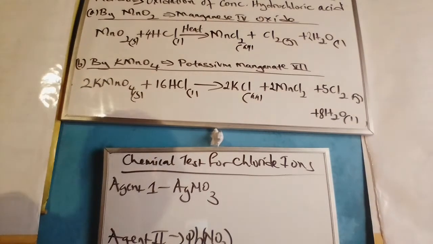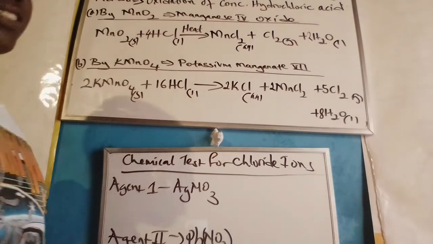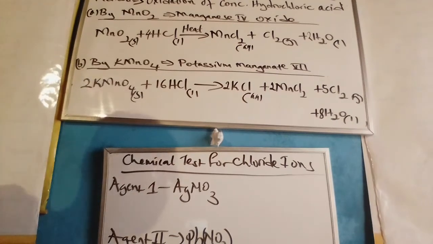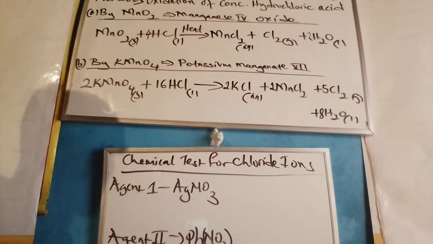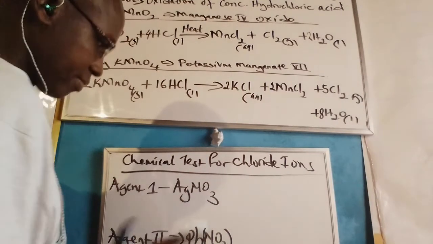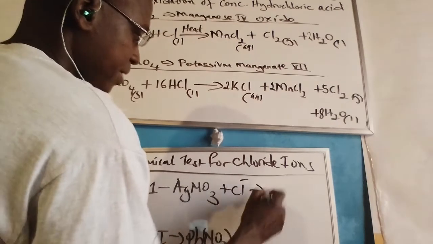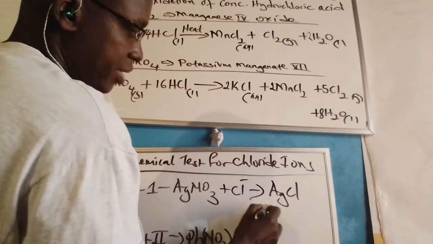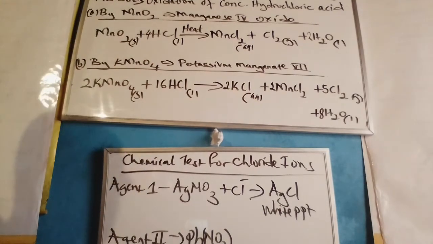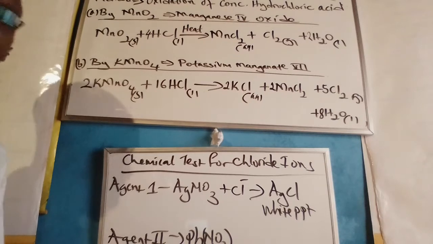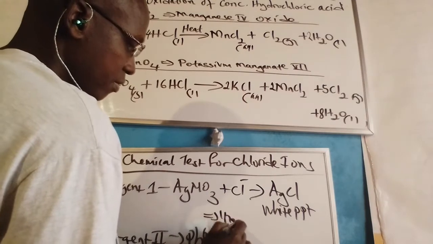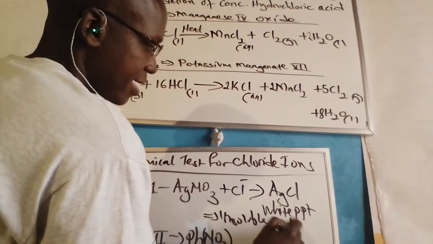In this case, therefore, once we have treated the sample test solution with dilute nitric acid, we proceed to add either silver nitrate or lead nitrate. What happens when we add silver nitrate is that the presence of chloride ions leads to the precipitation of silver chloride, which is a white precipitate. Therefore, we can say that the test for chloride with silver nitrate produces a white precipitate. This white precipitate is found to be insoluble in excess dilute nitric acid.